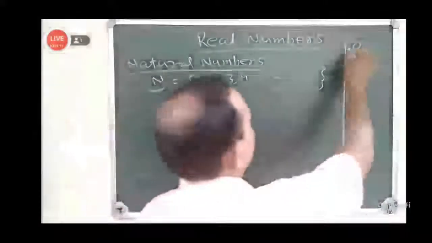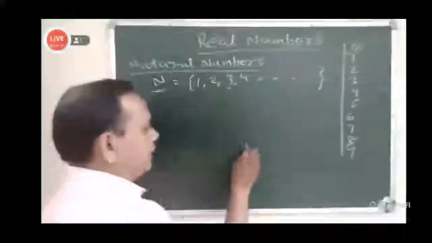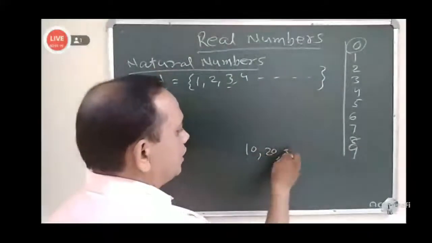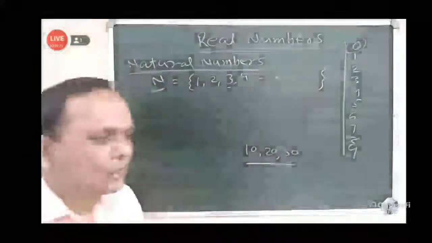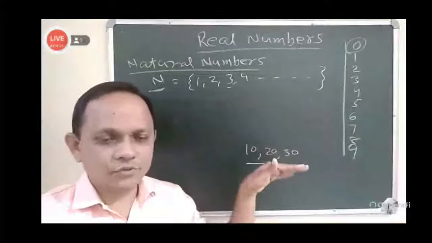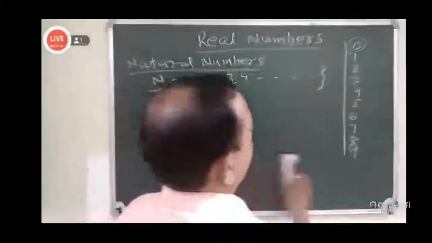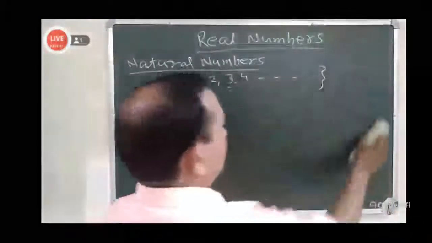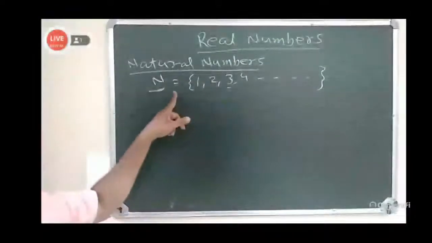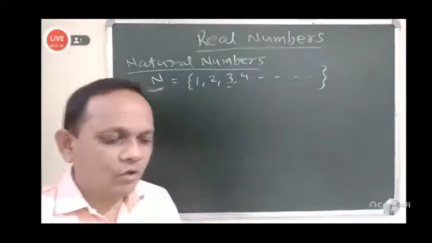Without 0, we cannot make all the numbers. We cannot make 10, 20, 30. So 0 is necessary to complete the number systems. So when 0 is discovered, then the natural numbers become the whole numbers.